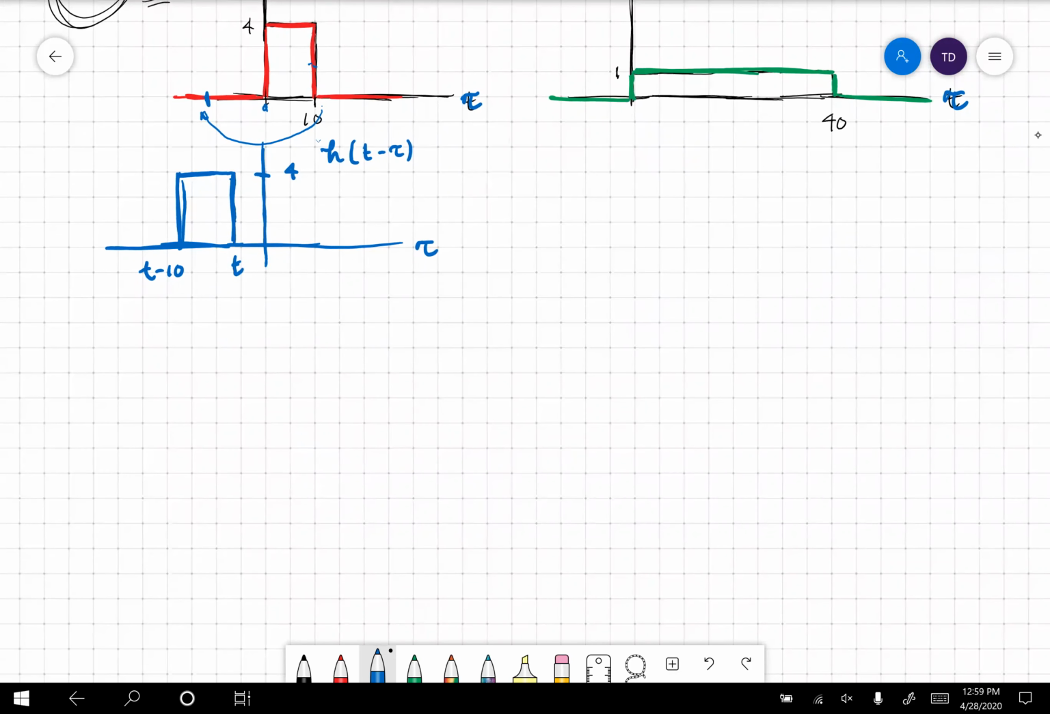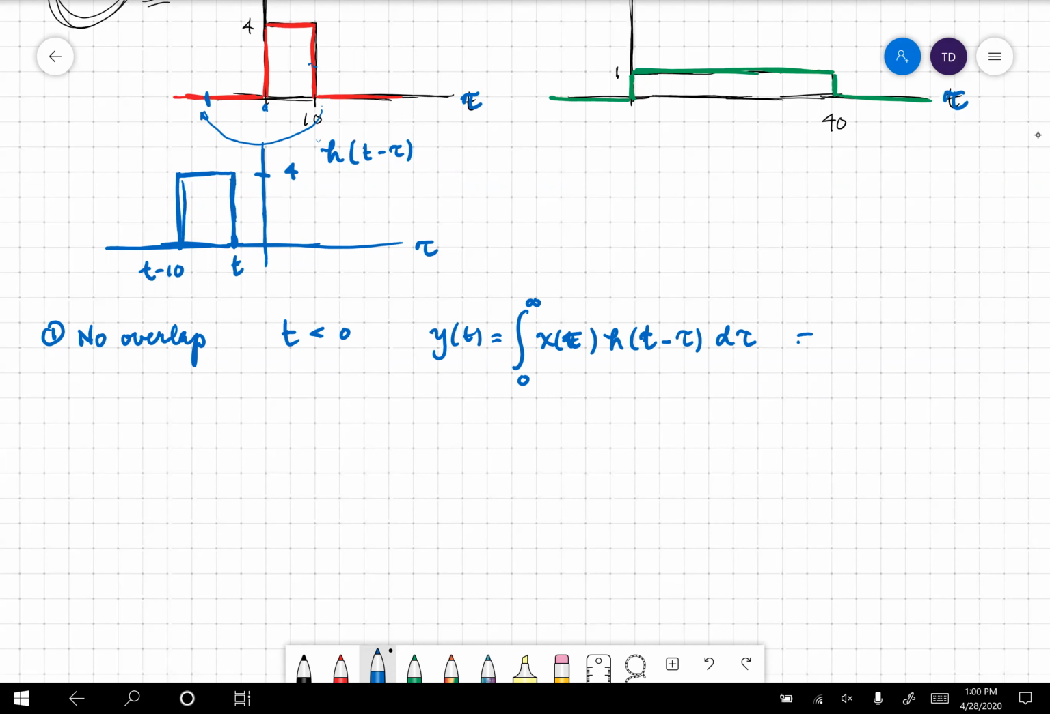We're going to have the same sort of thing. Region number 1 is going to be the no overlap region. And that's going to happen for all t less than 0. You can see that. This front edge is at t. When t is less than 0, we know that the constant, which is going to be y of t, is the integral from 0 to infinity of x of tau, h of t minus tau d tau.